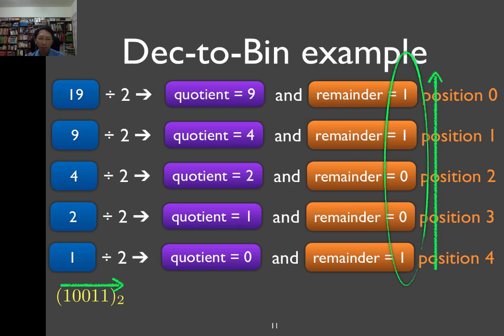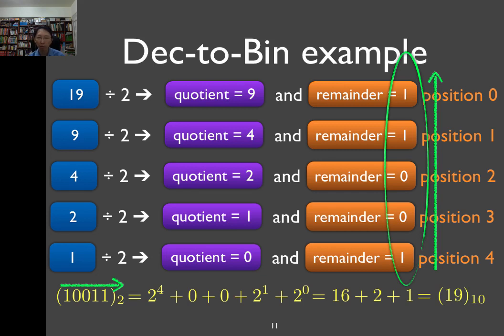And let's do the verification. Do the binary to decimal conversion and adding each weighting. 2 to the 4th plus 2 to the 1st plus 2 to the 0th. And it is 16 plus 2 plus 1, and it is indeed 19 base 10.